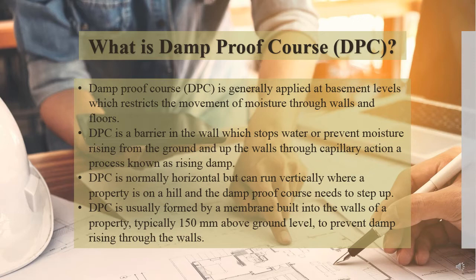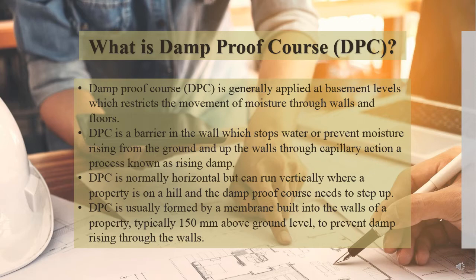Next, I'm going to present what is damp-proof course. As we know, the damp-proof course is known as DPC. DPC is generally applied at pavement levels to restrict the movement of moisture through walls and floors. DPC is a barrier in the wall which stops water and prevents moisture rising from the ground and up the wall through capillary action, a process known as rising damp.